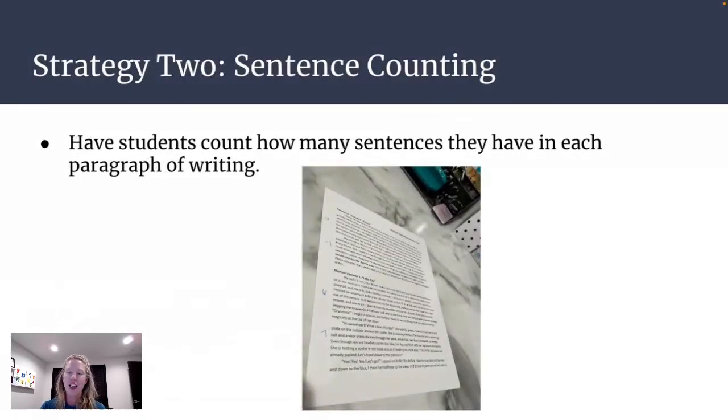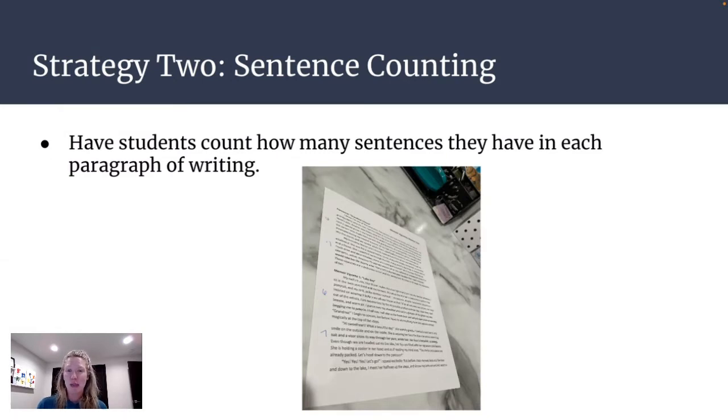The next strategy seems almost too simple, but it's just sentence counting. You would have students go in, maybe after a reading response or a longer piece of writing, and just have them count their sentences in each paragraph. You can see in the picture, a picture of my writing, that I just jotted down the number of sentences in each paragraph off to the side. What does this do? Well, this assumes that students have sentences, and it also shows students how many sentences they have in each paragraph. They can get a quick gauge by just simply counting.